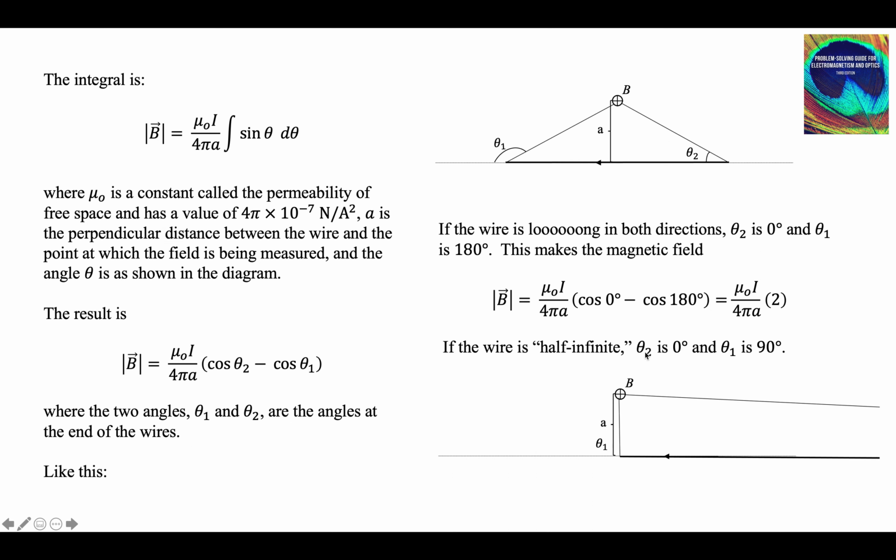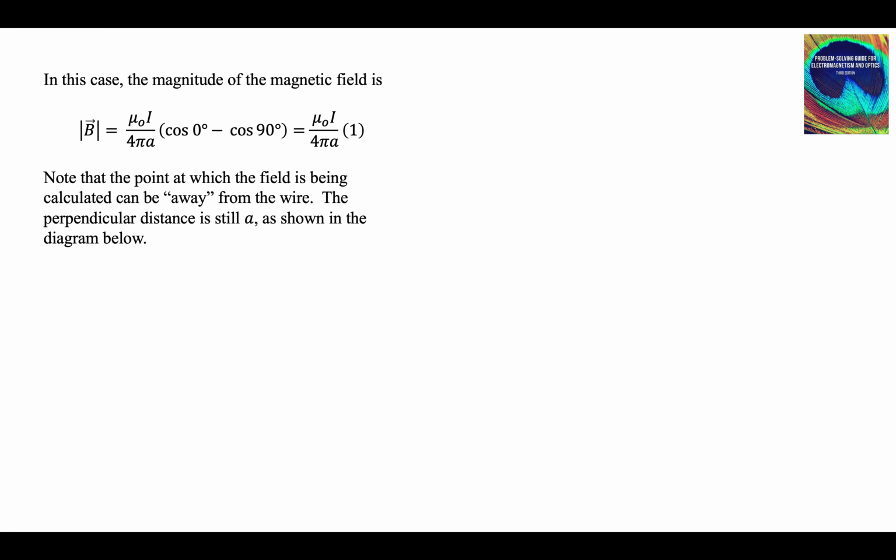So here, theta 1 is 0, theta 1 is 90 degrees, and theta 2 is in here, and that's going to be a very small angle, 0. And if we plug those angles in, we get cosine of 0, which is 1, minus cosine of 90, which is 0, so there's a 1 there. The factor is 1 for a half infinite wire, and it's not surprising that it's half of a wire that's infinite in both directions.